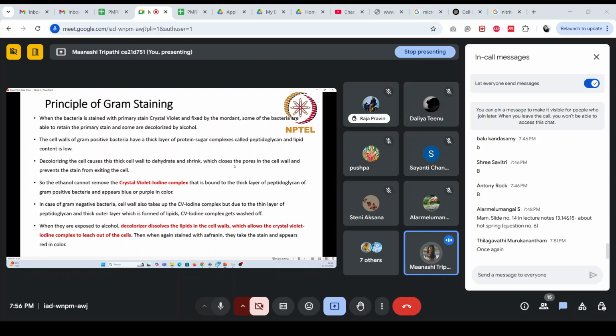So earlier if the pore size was some R, then after washing out it will become maybe R by 10, R by 100. So it will become smaller. In some cases, the pores are completely closed. So whatever color was there inside remains inside.